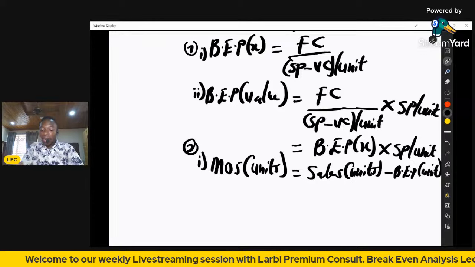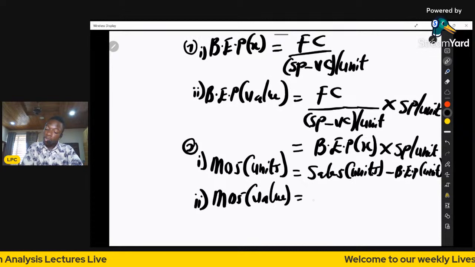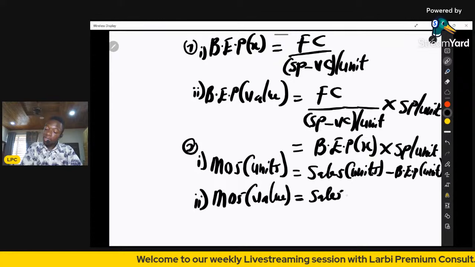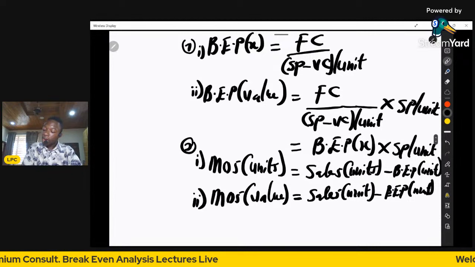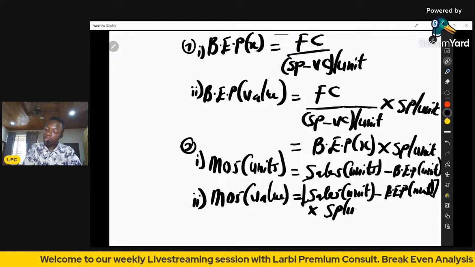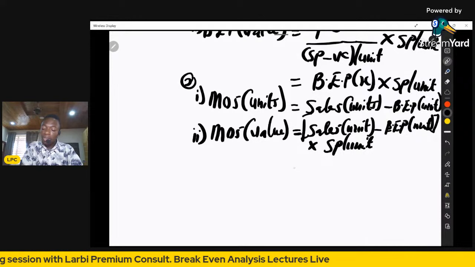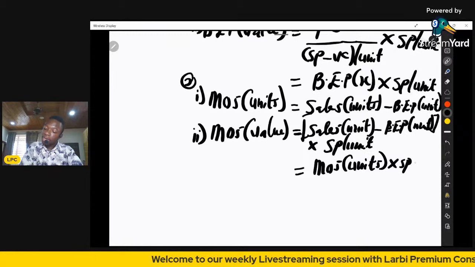Likewise, if you're able to compute your margin of safety in terms of units, you can clearly say that your margin of safety in terms of value should be equal to the sales in units minus the break-even point in units, all multiplied by the selling price per unit. As I was saying, if you're able to compute your margin of safety in terms of units, you can straight away say that your margin of safety in terms of value is your margin of safety in units multiplied by the selling price per unit. Simple. And you are good to go.